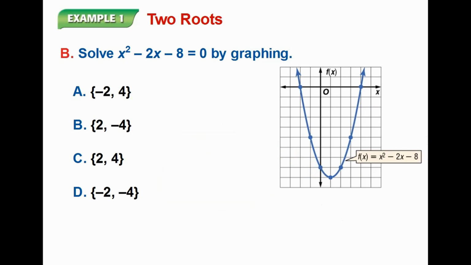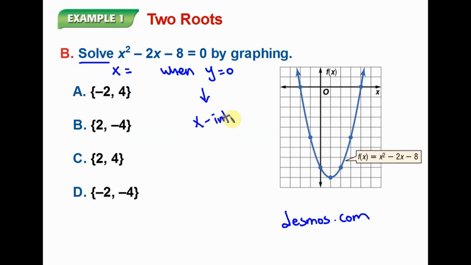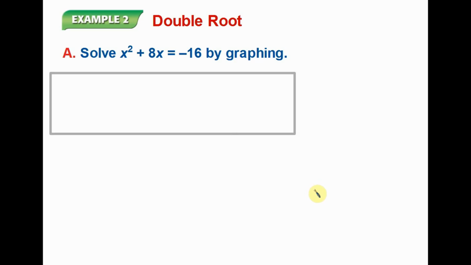Here's another example. Solve x squared minus 2x minus 8 is equal to 0 by graphing. This problem came with the graph, but if you don't have a graph, again, you can use desmos.com. When I ask you to solve, I'm looking for x values when y is equal to 0. In other words, I'm asking you to find the x-intercepts. So here, I'm looking at an x-intercept at one point right here, which is negative 2, 0, and another one, 1, 2, 3, 4, this is 4, 0. So I know my x value has to equal negative 2 or positive 4, which is choice A, my answer.